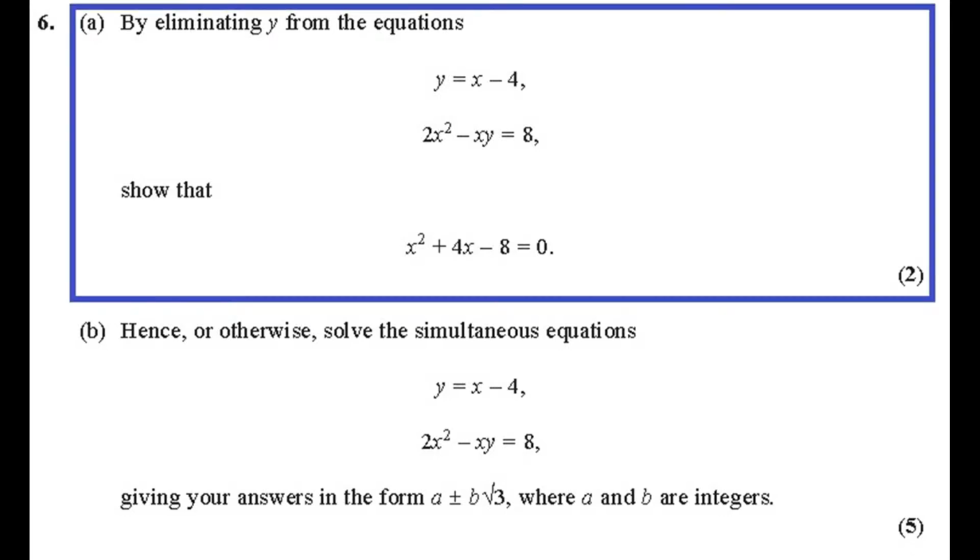By eliminating y from the equations y equals x minus 4 and 2x squared minus xy is equal to 8, show that x squared plus 4x minus 8 is equal to 0. So let's see how we can solve this question. Let's go to the paper and pen.